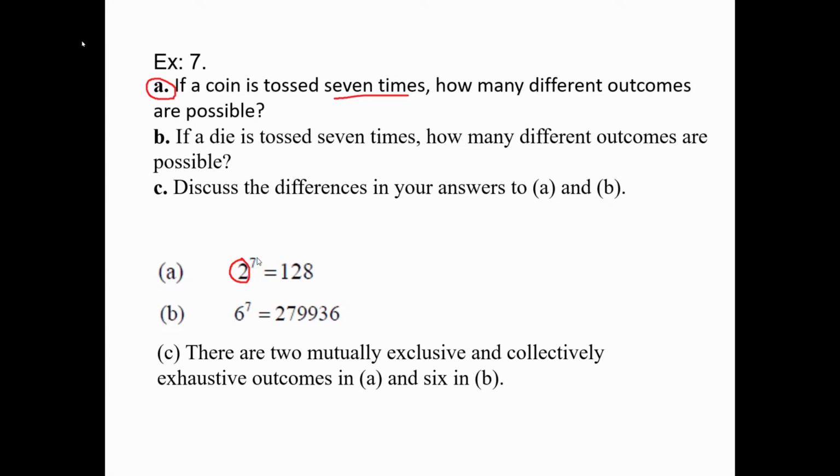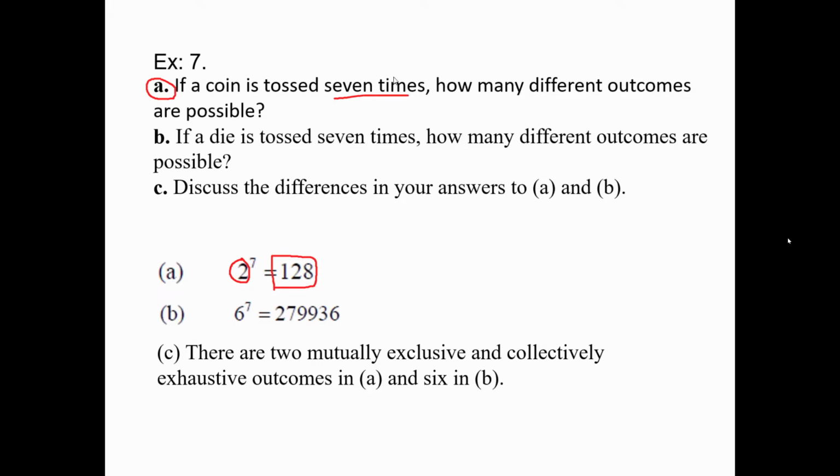2 power 7. So you're multiplying 2 seven times. So that gives you a sample space of 128. So if you toss a coin 7 times, the total sample space will be 2 to the power of 7.